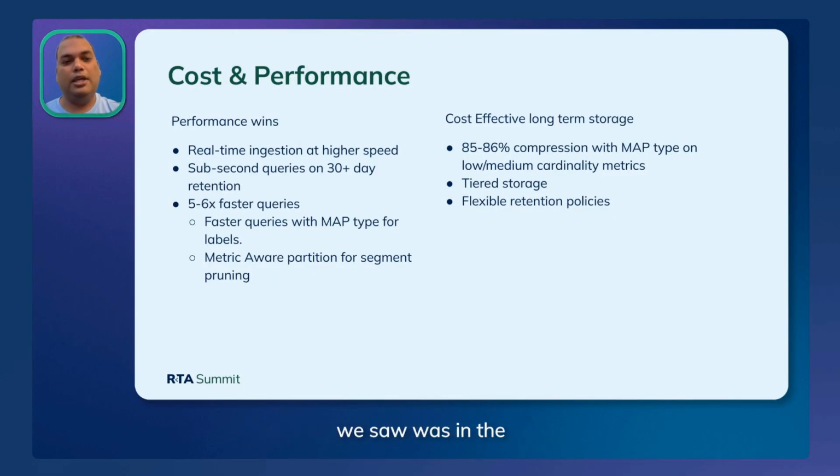The first win we saw was in performance. Now we were able to ingest real-time data at a much higher speed, and we could horizontally scale the ingestion by adding nodes. We were also able to retain data for a longer duration, more than a month, a couple of months, and when running a query on 30-plus days of data, we saw sub-second latencies. Leveraging the new data type map gives us 5 to 6x faster query performance.